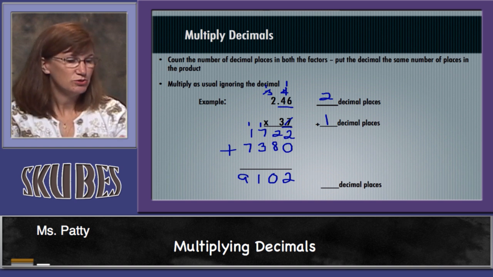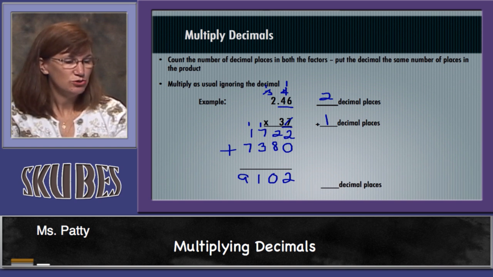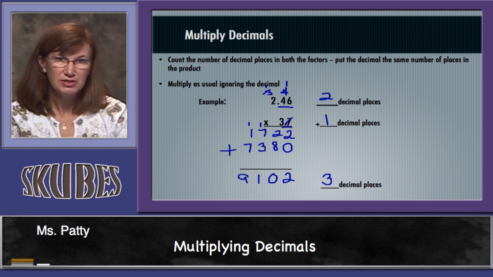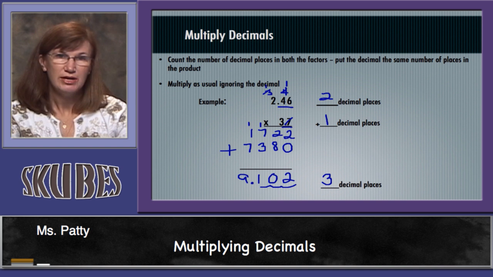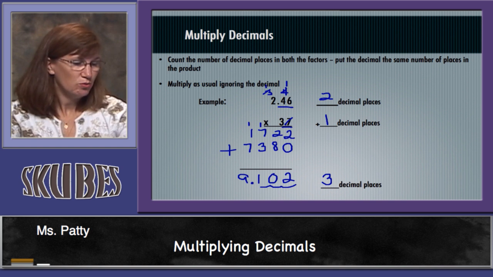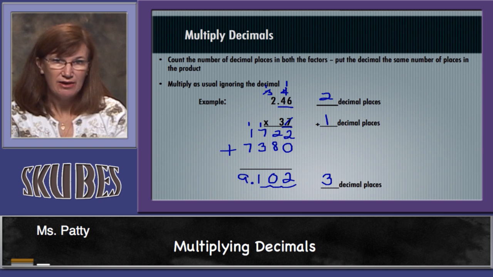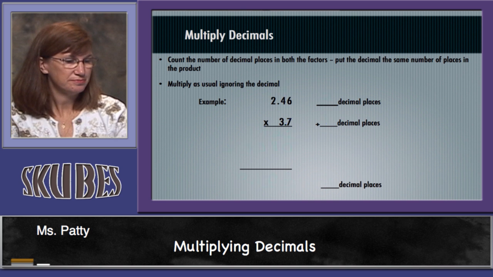Now we go back to our factors where we wrote down how many decimal places were behind the decimal, and we had 2 and 1. We're going to add those together, and we're going to come down here to our product, and we're going to notice that we need to have 3 decimal places in our answer. So we're going to go over 1, 2, 3, and we're going to put our decimal right there. So our answer is really 9 and 102 thousandths. So again, as we multiply, we first look at how many places we have behind the decimal in the factors, and we're going to write those down. Let's do some practice problems.